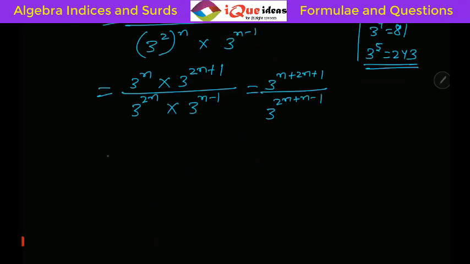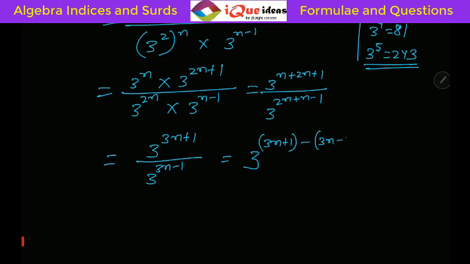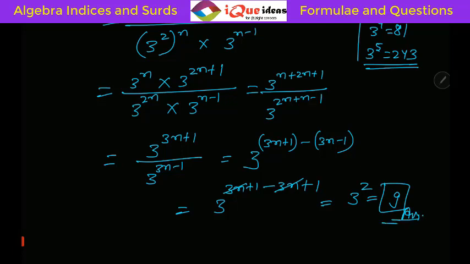Right? So this can be written as, in the numerator 3 to the power 3n plus 1 and in the denominator 3 to the power 3n minus 1. So when we take the denominator and numerator, the power gets subtracted. So 3n plus 1 minus (3n minus 1). What happens, if you open the bracket, it will be 3 to the power 3n plus 1 minus 3n plus 1. So 3n and 3n get cancelled. Be careful about the sign. So it is 3 squared, which is 9. So the final answer of this question is 9.